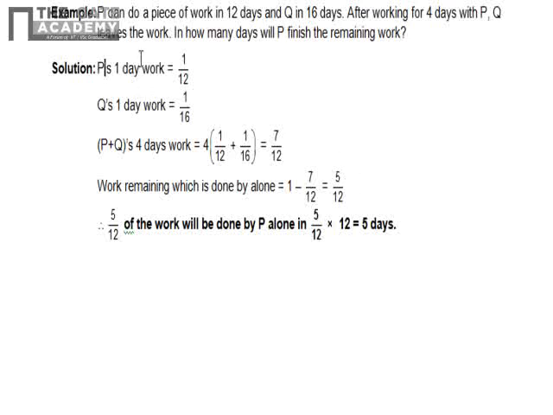You will get 5 by 12. Now since P has to work alone, you have to consider P's 1 day work, that is 1 by 12. So the remaining work is 5 by 12 and his 1 day work is 1 by 12. Then you can easily find that he will complete the remaining work in 5 days.